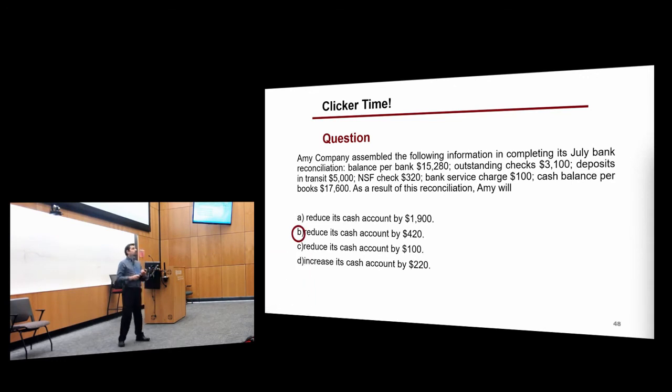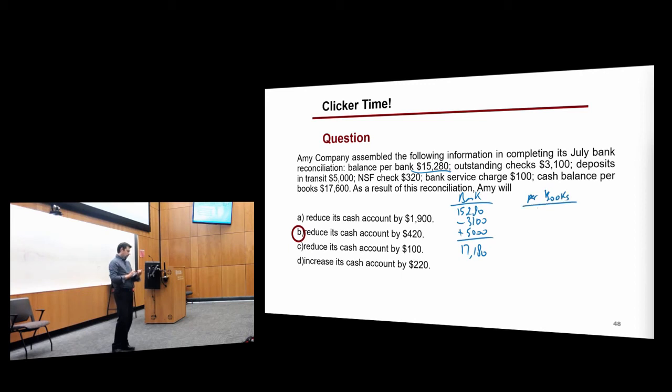So you start with the bank. For the bank, we started with the beginning unadjusted balance, 15 to 18. What do you do then? Next, you have outstanding checks. What do you do with outstanding checks? Subtract them. Then you add deposits in transit. So what's the adjusted balance? 17,180.